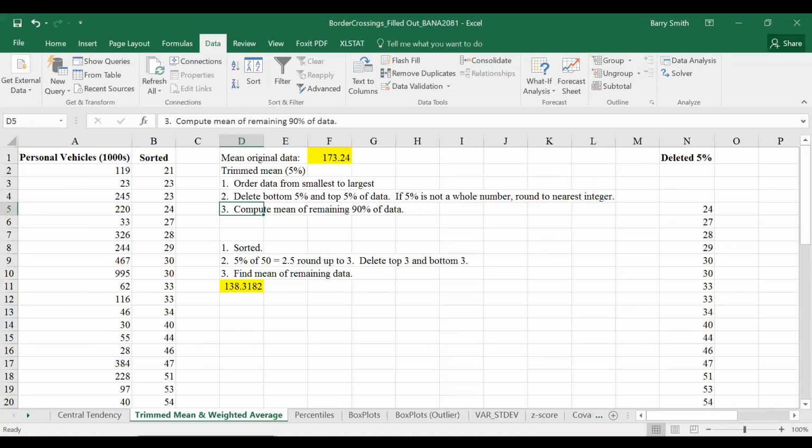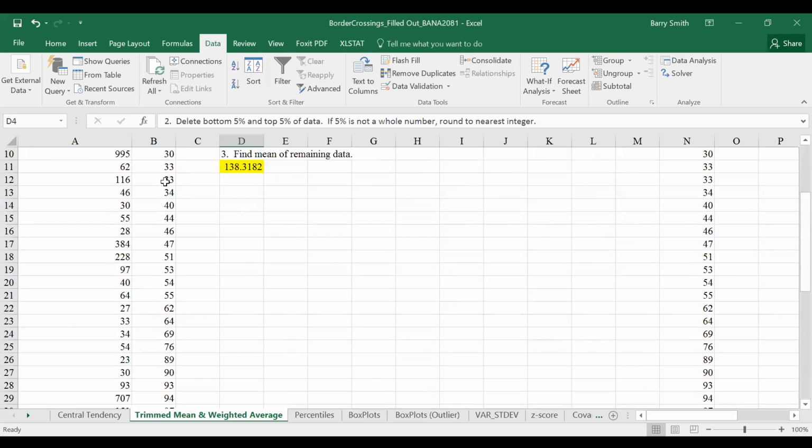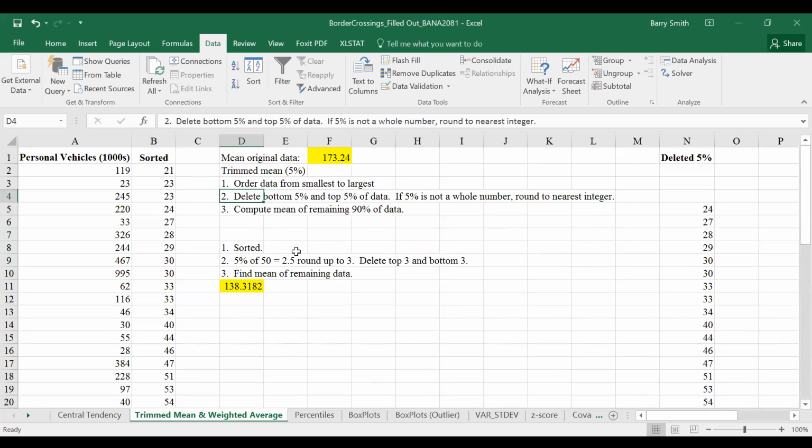Now the trim mean and weighted average. Let's start with the trim mean. So again, we're going to use the personal vehicles, and we're going to use it in the sorted mode because we have to first sort it from smallest to largest. Then we're going to delete the bottom 5% and the top 5% of data. Well, how do we do that? First of all, what is 5% of 50? Because we have 50 data points. 5% of 50 is 2.5. That means we're going to round up to 3. So we're going to delete the top 3 and bottom 3 items.